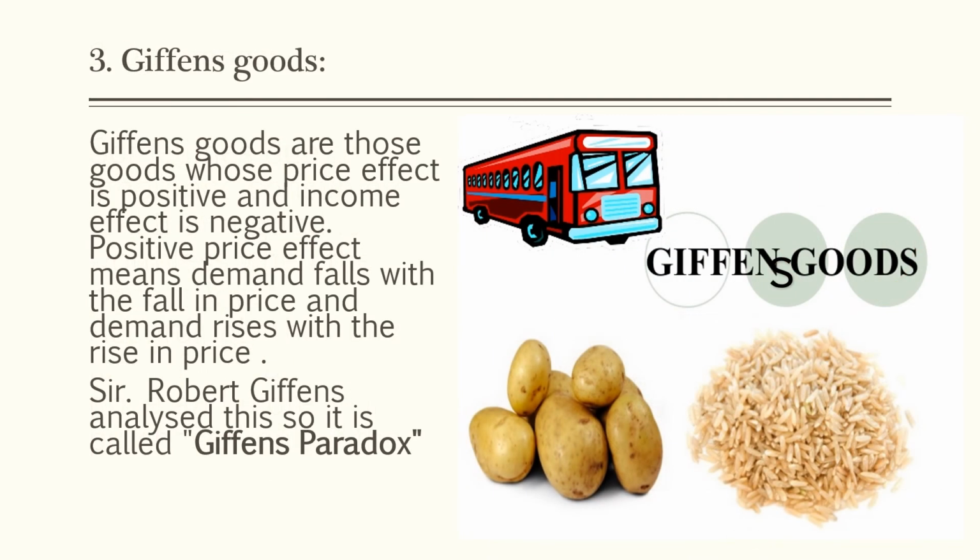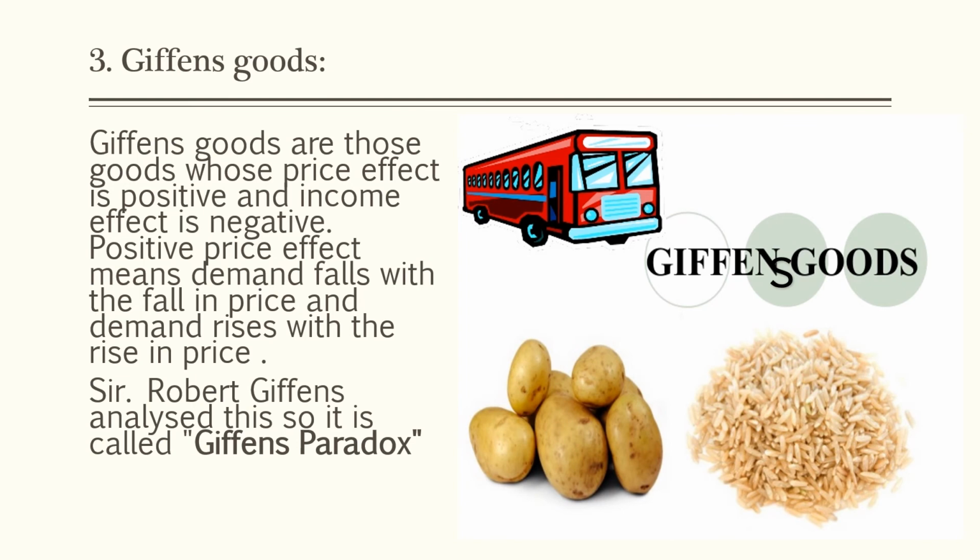The third exception to the law of demand is Giffen's goods. What are Giffen's goods? Giffen's goods are those goods whose price effect is positive and income effect is negative. Positive price effect means demand falls with a fall in price and demand rises with a rise in price. An economist, Sir Robert Giffen, analyzed this, so it is called Giffen's paradox.